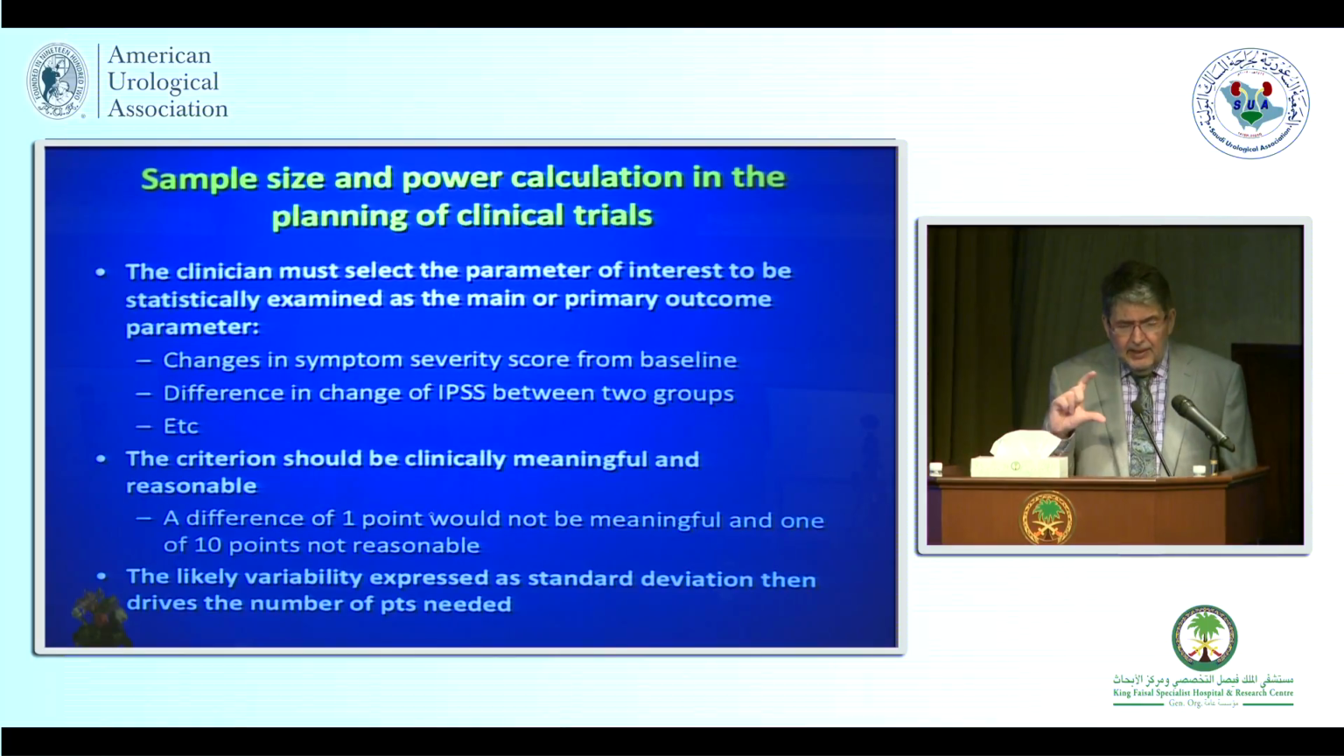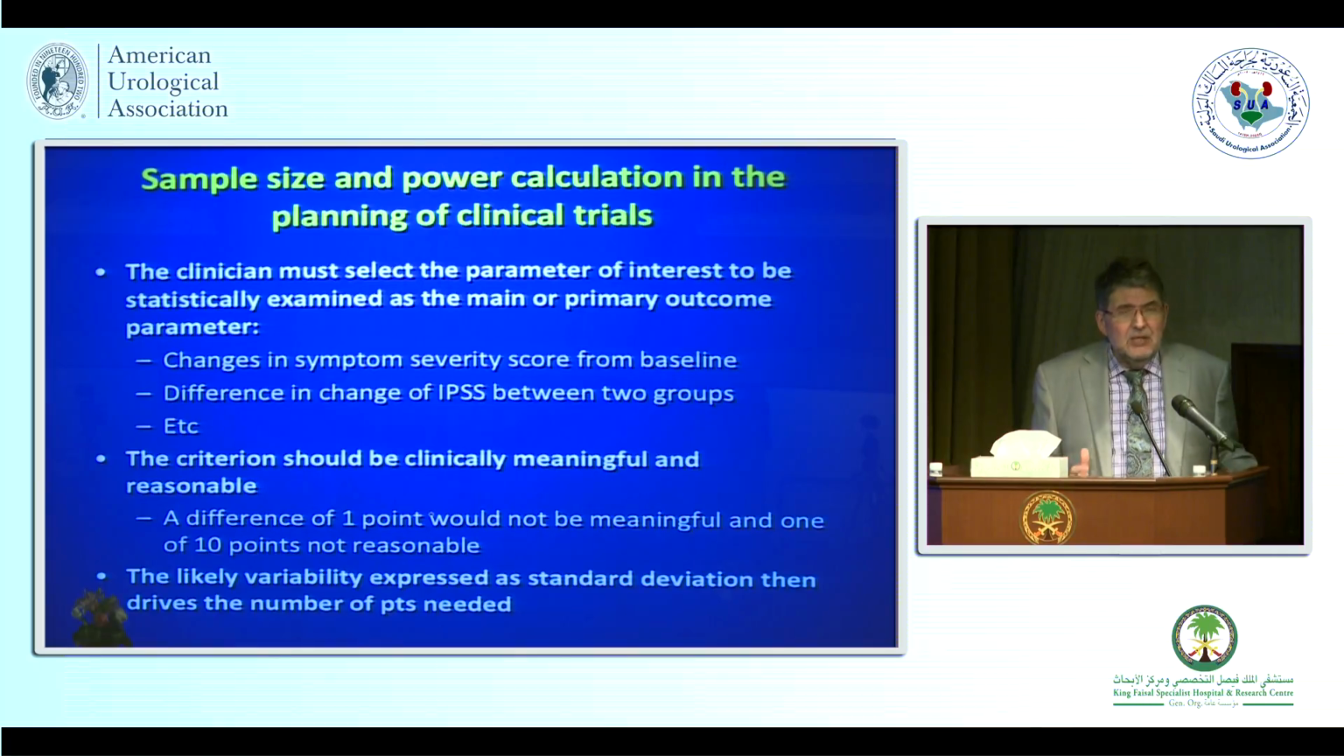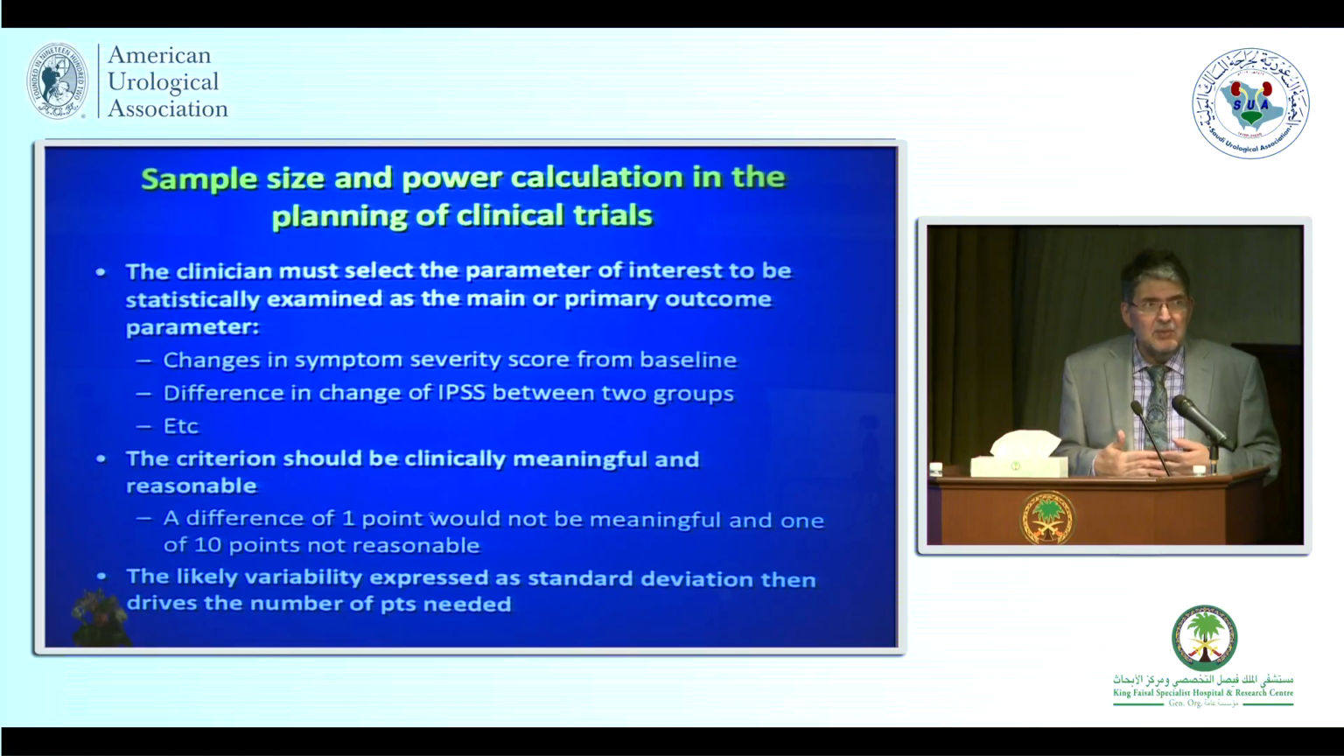So when setting up a trial, you ask yourself, what is the parameter of interest that needs to be examined? For example, changes in scores or in categories or comparison between 2 groups. And so the interesting question when I read in my field in BPH is, people don't often ask the question, what is really a meaningful and reasonable difference? So for example, when you look at BPH, a symptom score of 1, well, it's a difference maybe between A and B, but it's not a meaningful difference.